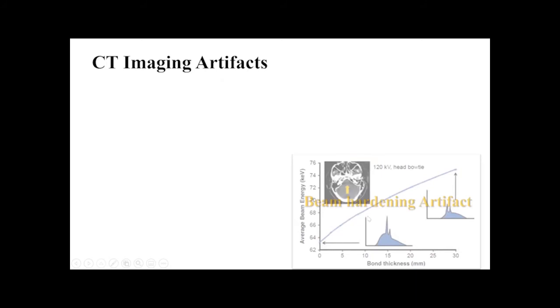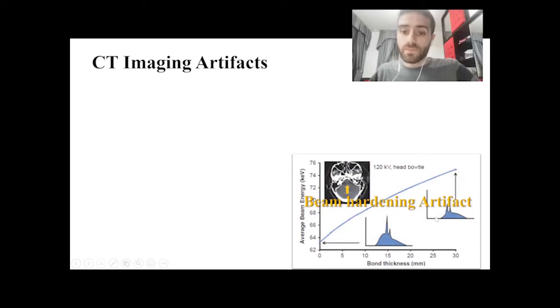In CT, we encounter imaging artifacts. For example, beam hardening artifact. It appears as a webbing between dense regions in the image. As the CT beam traverses greater thickness of highly attenuating material, such as bone, the average X-ray energy changes. The X-ray spectrum undergoes attenuation and lower energy X-rays are attenuated, resulting in a characteristic right shift in the spectrum.